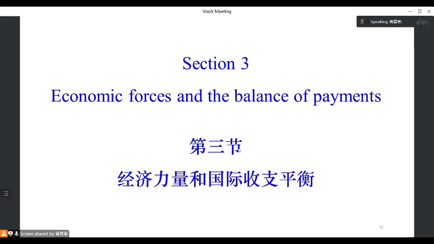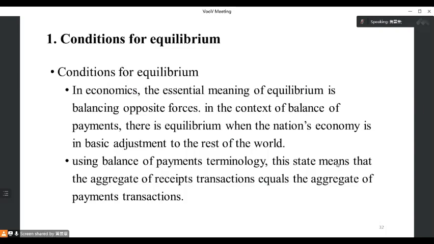In Chinese, we can say 第三节经济力量和国际收支平衡: economic forces and balance of payments. Let's see. 1. Conditions for equilibrium. Let's see what's the meaning of condition for equilibrium.